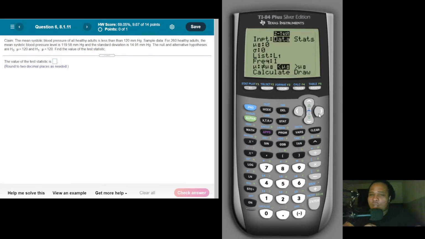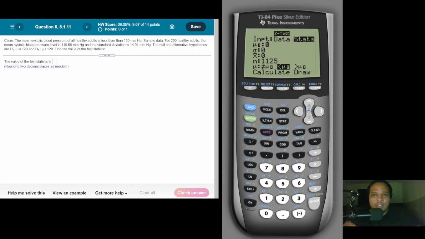We don't have data. We don't have a list. If we did, we'd just go to data, put in your L1 and call it a wrap, right? But we have actual statistics. We have the standard deviation and the mean and everything like that. So all you do is put the numbers in. So what is your claim number?